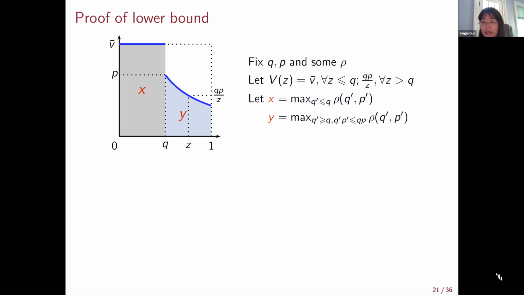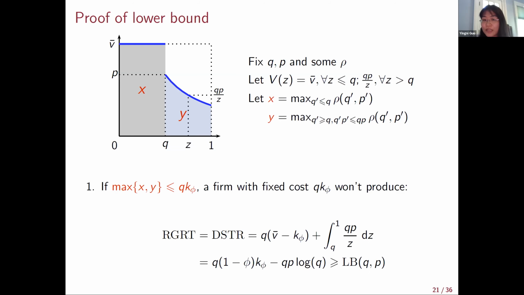The first case is that the regulator is so concerned about redistribution that he says the maximum of X, Y is smaller than Q times K phi. So you are not going to get a lot of revenue from the market. In this case, if this firm happens to have a fixed cost of K phi, this firm would not produce. So if my policy is too tough towards the firm, and the firm happens to have a high fixed cost, the firm would not produce at all.